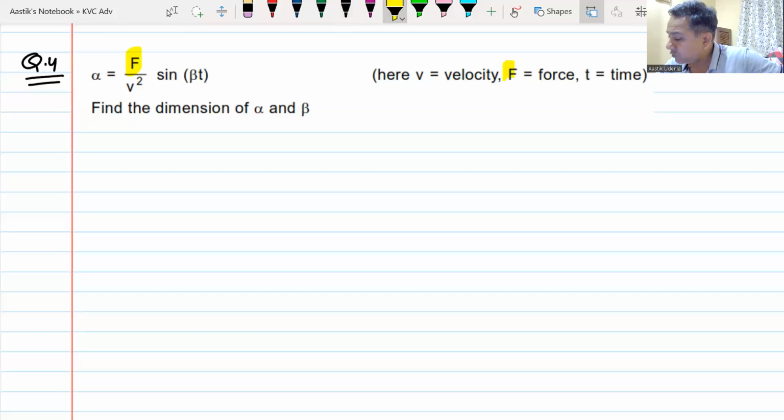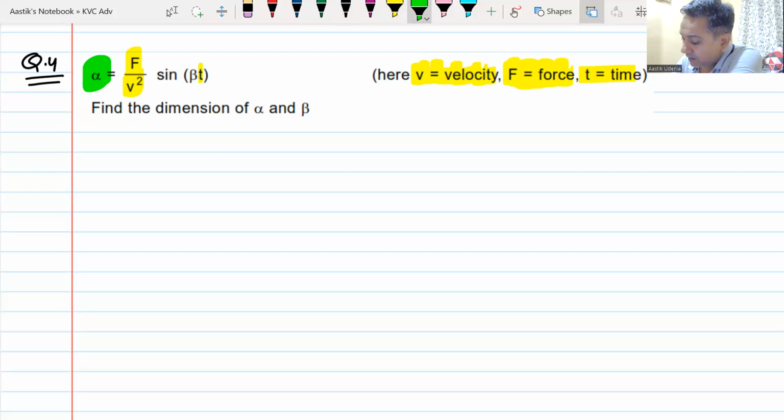F is force. We know what is force, dimension as well as unit. V is velocity. We know what is velocity. T is time. These three quantities are known to us. The only two unknowns in the equation are the green one alpha and also the green one beta. Remember, we are not talking about the values of alpha and beta. We are talking about the dimensions of alpha and beta.